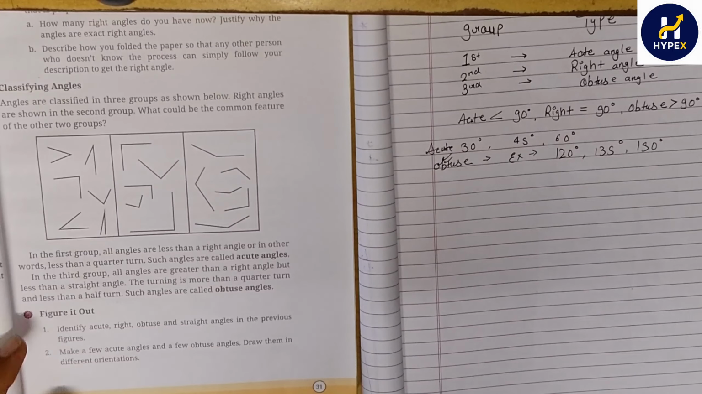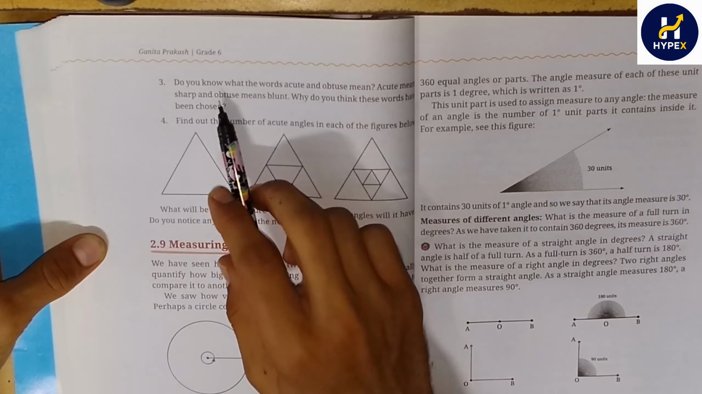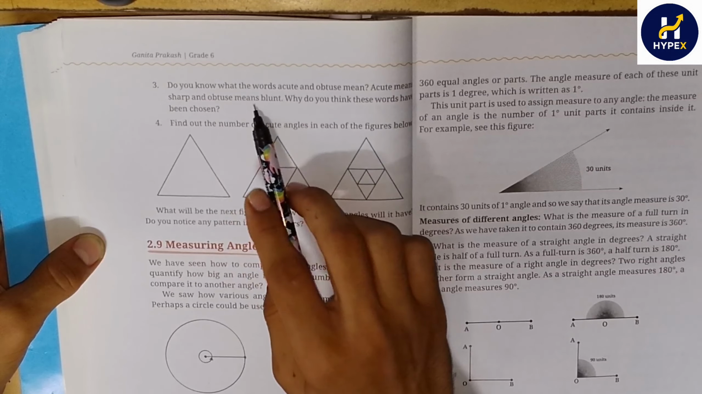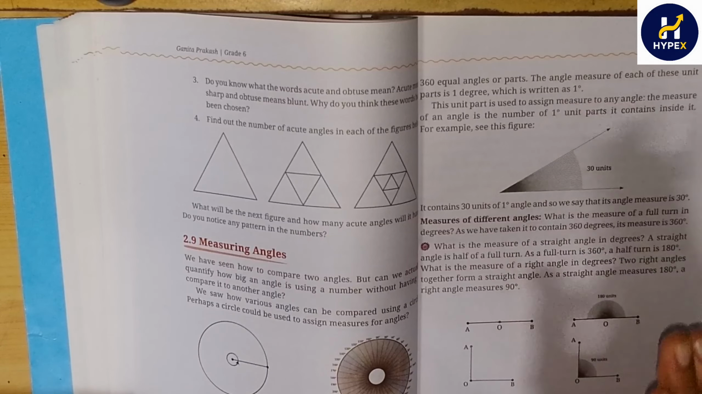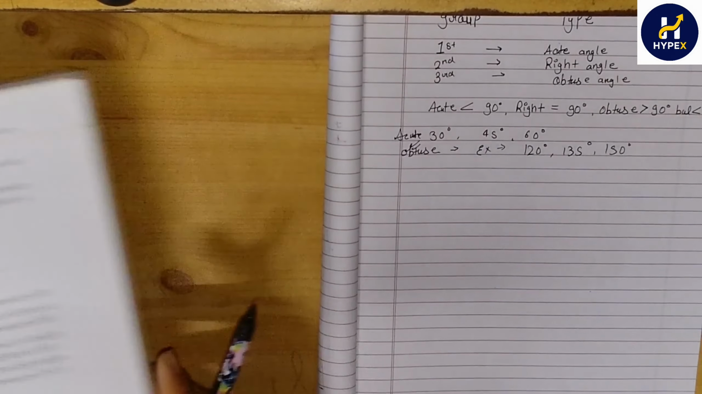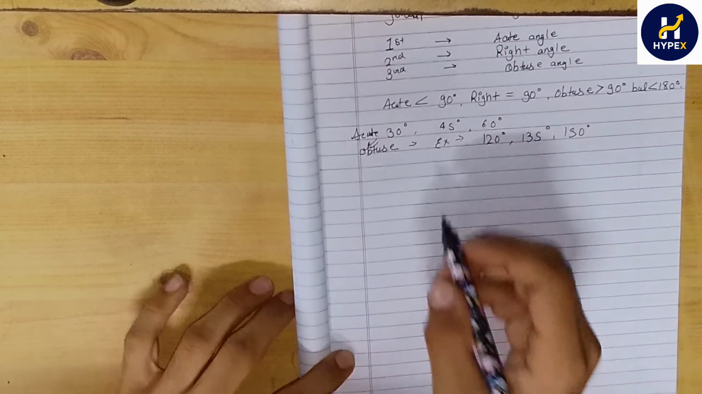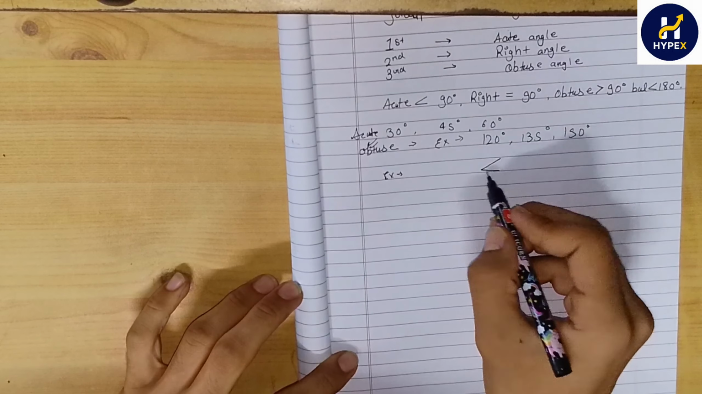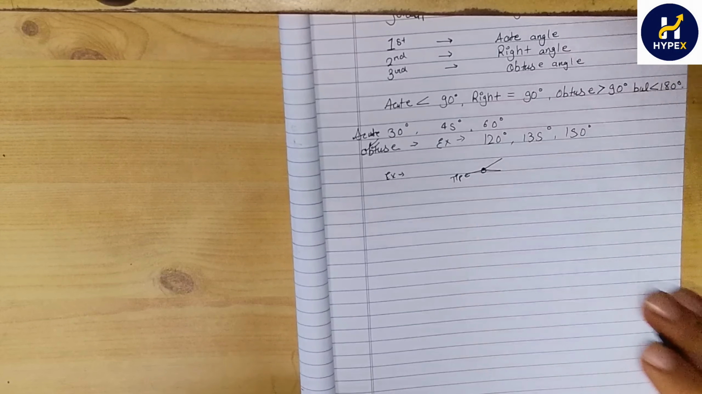Come on, third question. Do you know what the words acute and obtuse mean? Acute means sharp and obtuse means blunt. Why do you think these words have been chosen? Here is a step-by-step explanation. Acute means sharp. A small acute angle looks pointed or sharp, like the tip of a pencil. Just like an acute angle is less than 90 degrees. So acute means sharp.